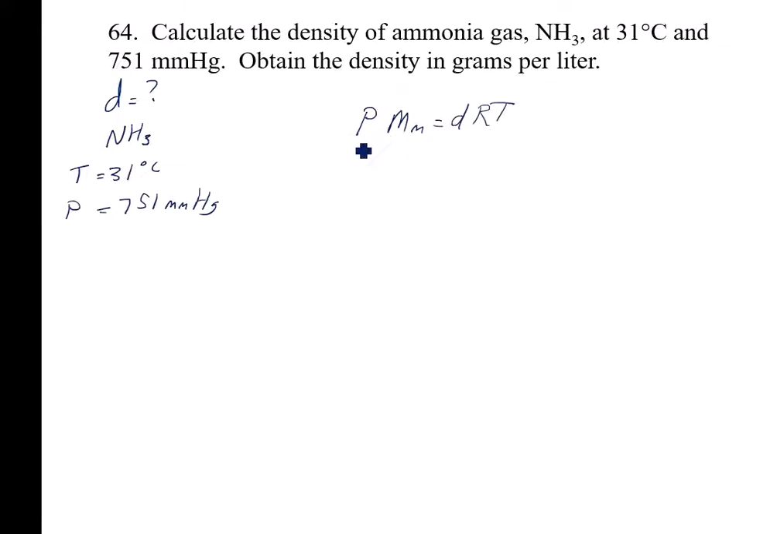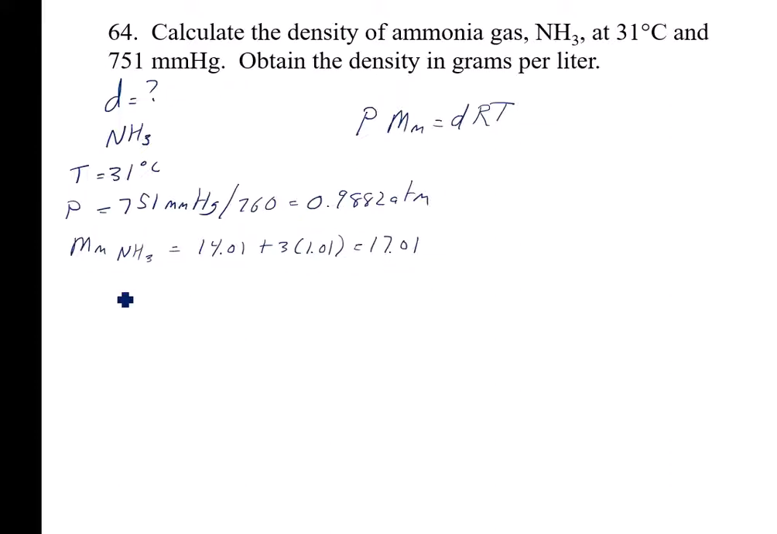Okay, the pressure has to still be in atmospheres, so I'm going to divide by 760, just like we did in the previous problem. And when I do that, I get 0.9882 atmospheres. The molar mass of NH3 is 14.01 for nitrogen plus 3 times 1.01 for hydrogen to give me 17.04. Density is what I'm looking for. R is 0.0821. And my temperature has to be in Kelvin, so I have to add my 273 to this, and I get 304 K.